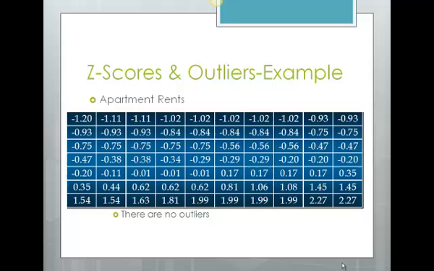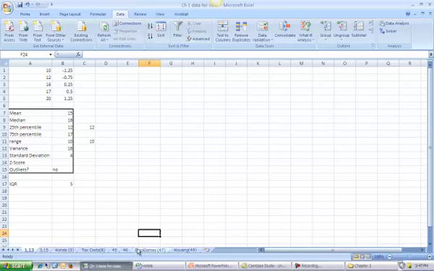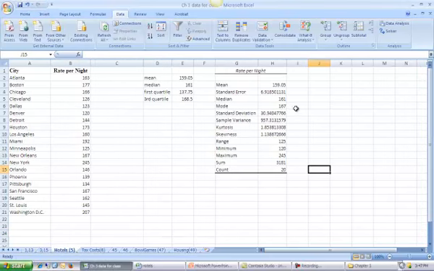our data. So we can go through again and calculate the z-scores for some other examples that we've done and see if we have any outliers there. So let's look back at our hotels example, and I can insert here and calculate my z-scores.